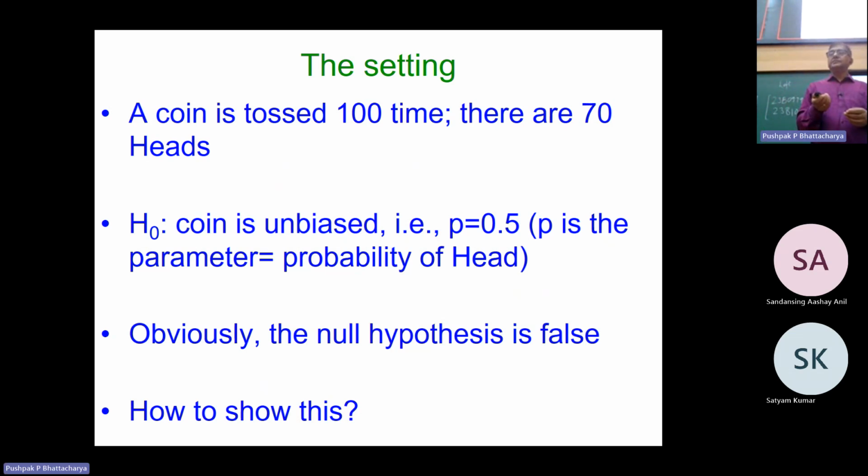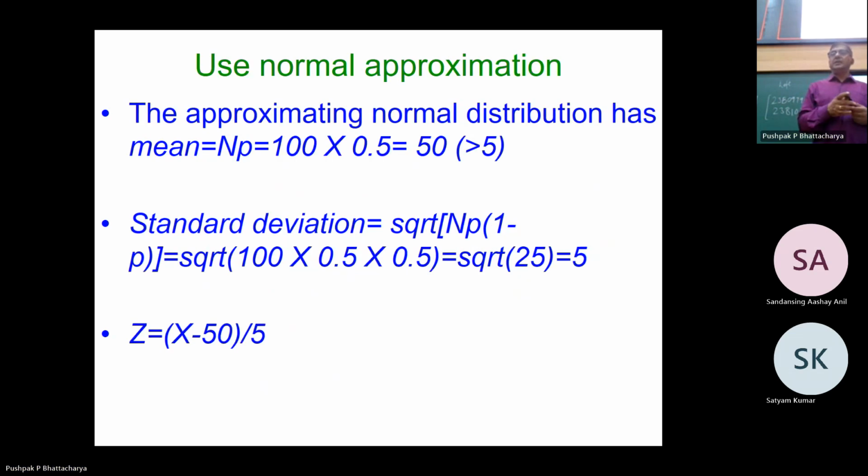Now, so the first step has been taken. The coin we are saying is unbiased. The next thing we need is what is called the normal approximation.